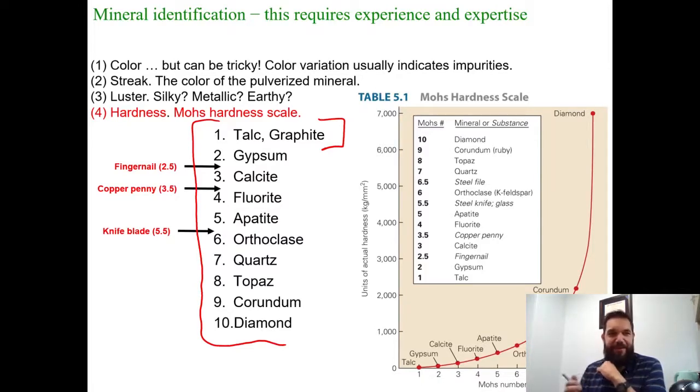You're not damaging your paper, right, when you write with it, because it's softer than the paper. So that's how soft graphite is. Then there's gypsum at number 2, calcite at number 3. That's the one that reacts with HCl, with any acid actually. Number 4 is fluorite. Number 5 is hilariously called apatite.